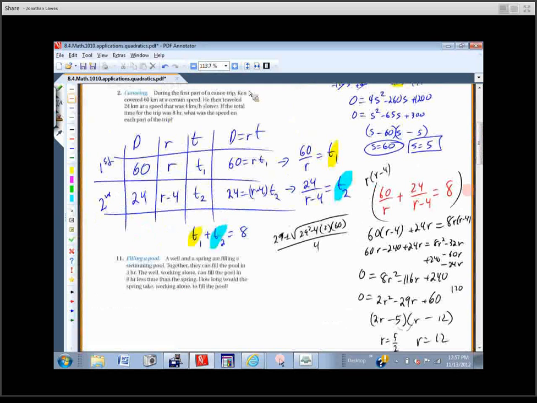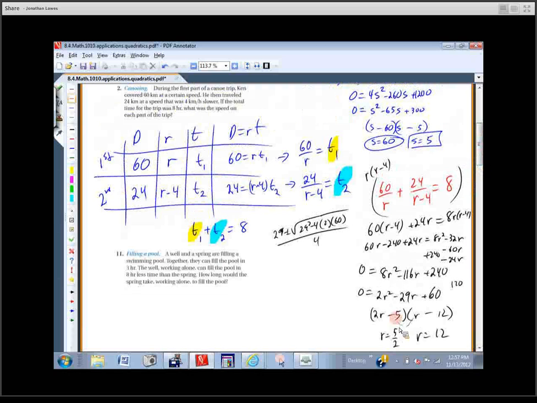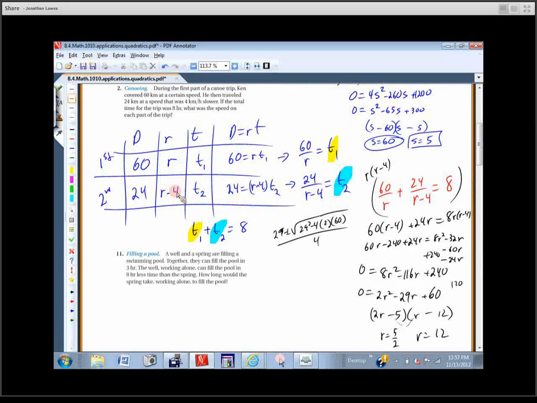Okay, because if this was just 2.5, that's what this is. This would be 2.5, this would be 2.5 minus 4, so that'd be negative 1.5, and again, that wouldn't make any sense. So this has got to be 12, this has got to be 8.